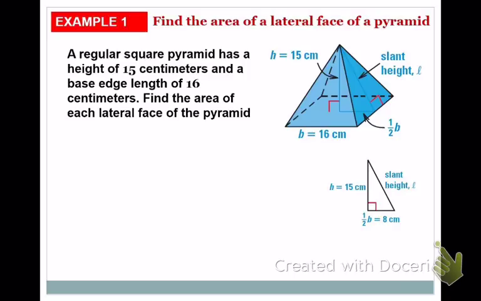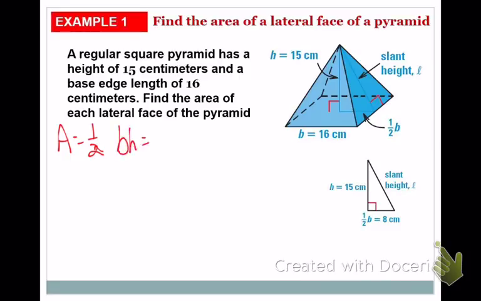Okay? So, for example, example number 1, they wanted to find the area of the lateral face of this pyramid. So the area of a lateral face would be something like this guy right here. We want to find the area of that, which is just a triangle. So to find the area of that lateral face, it's a triangle, we're going to do 1/2 base times height.